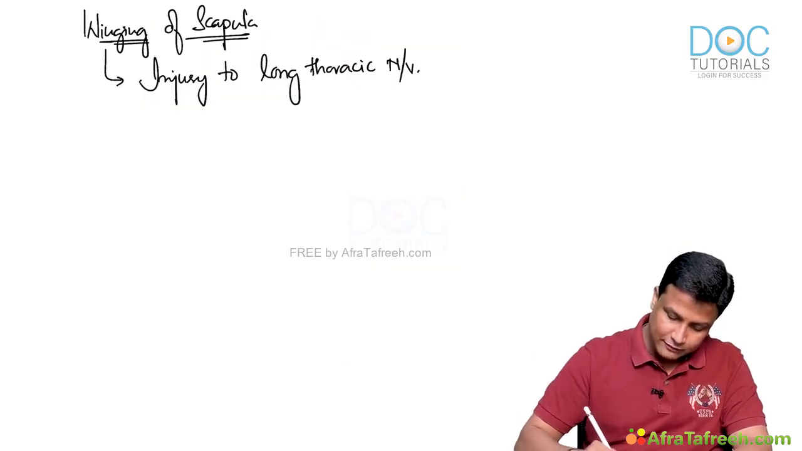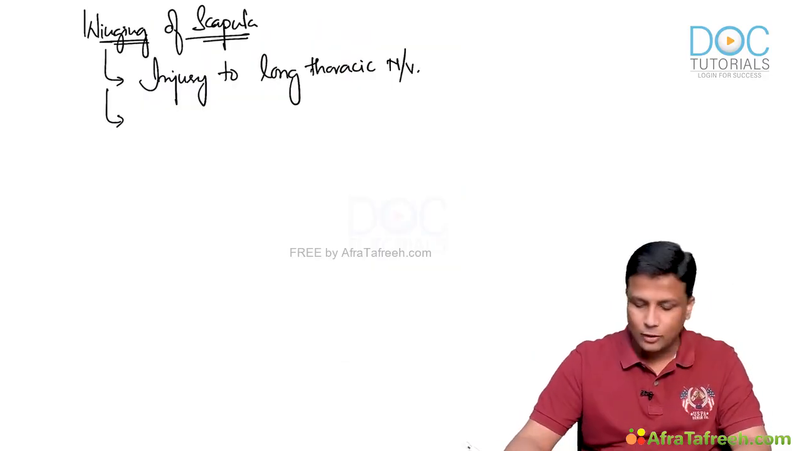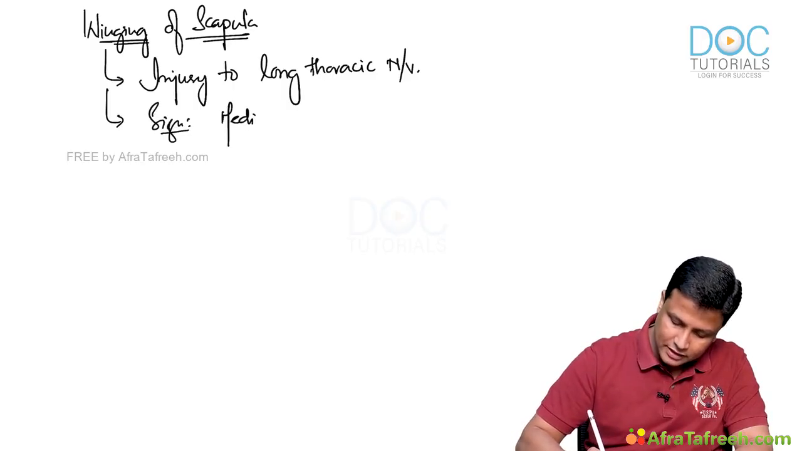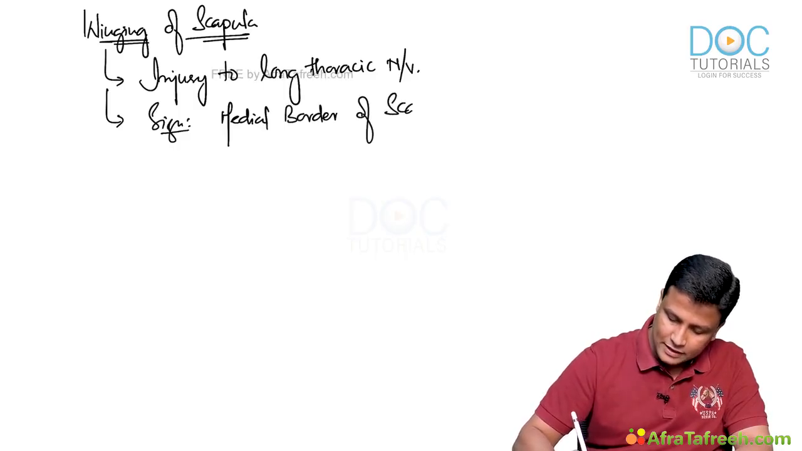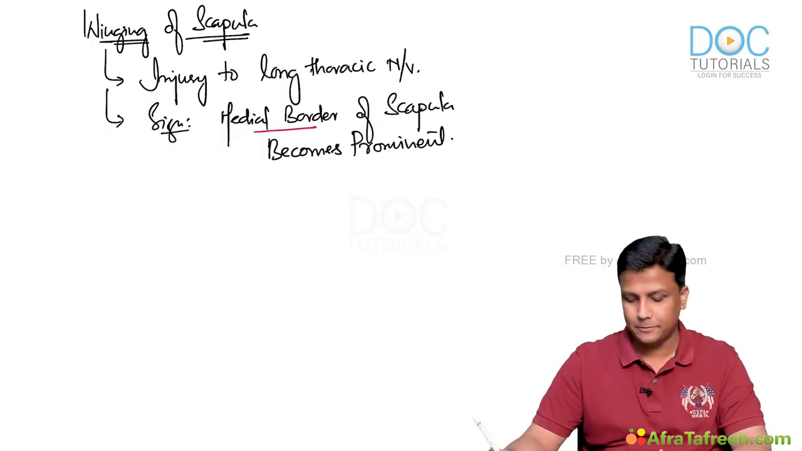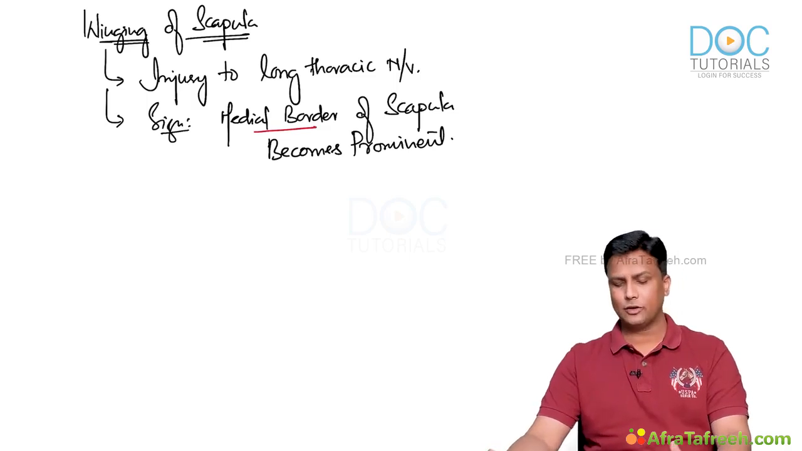So write down, winging of scapula is due to injury to the long thoracic nerve. And what is the sign here? The sign here is the medial border of the scapula becomes prominent. So the medial border of the scapula is going to become more prominent. Okay, that is about the winging of scapula.